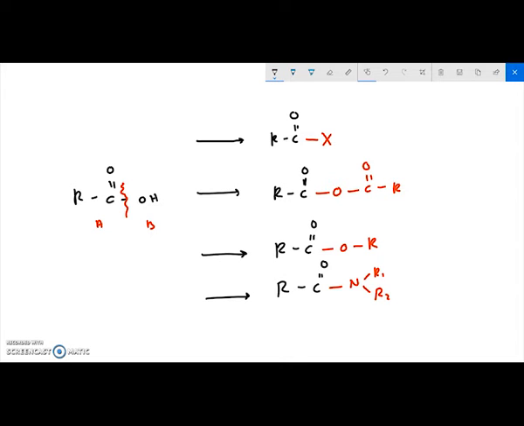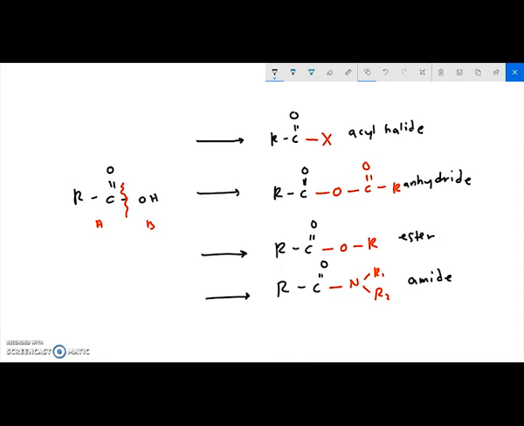Therefore, the name of every derivative is as follows. The first one is also known as acyl halide. Sometimes it is called acid halide since it is a derivative from the carboxylic acid. The second one is also known as acid anhydride, or we just simply write anhydride. The third one is ester, and finally the last one is amide.